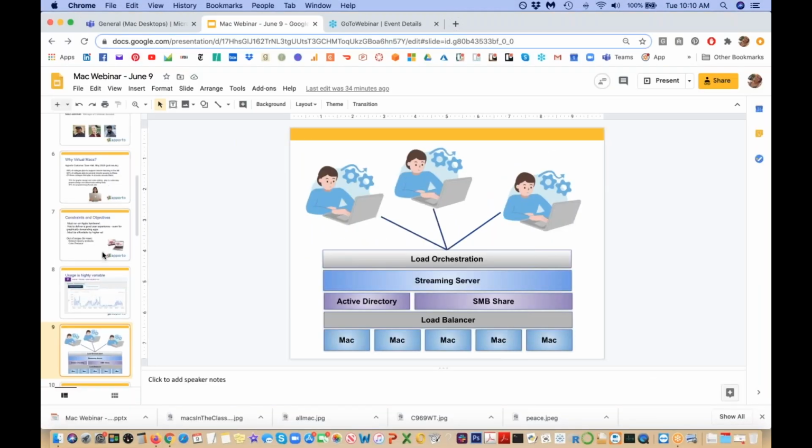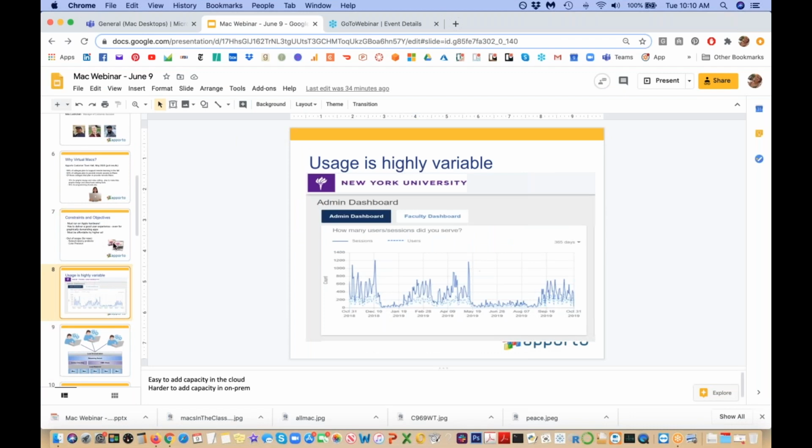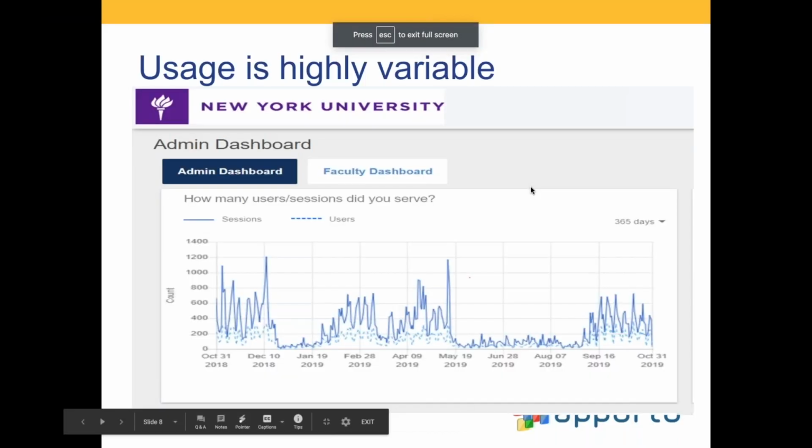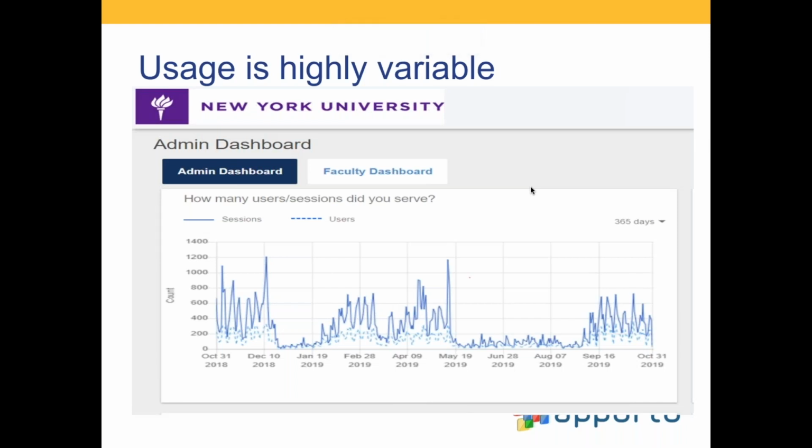One of the challenges of higher ed is that computer lab usage is very, very variable. If you look at this chart, it depicts computer lab usage at one of our customers, New York University. And what you can see here is that at the end of the semester, there is a very high spike. And then the rest of the time, obviously, there are lulls. During the summer break, there's a lull.